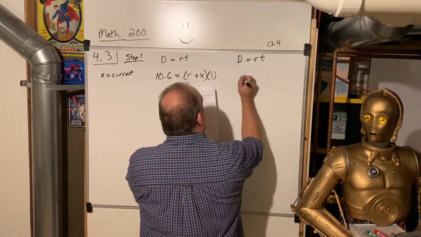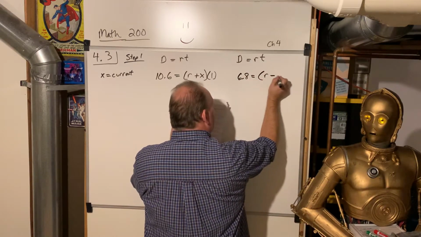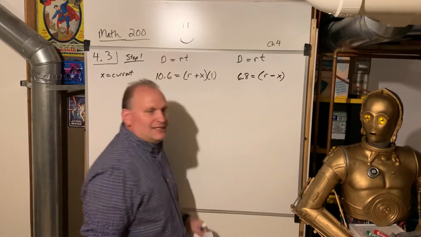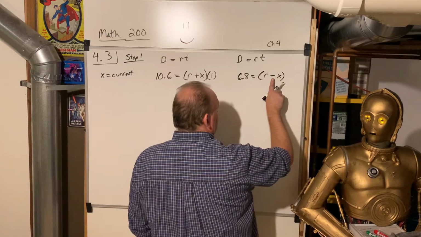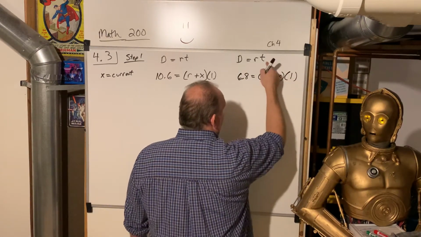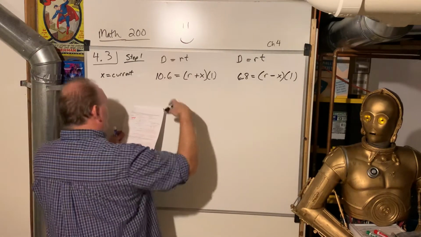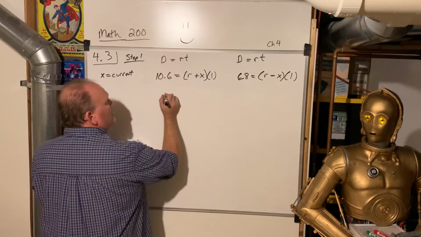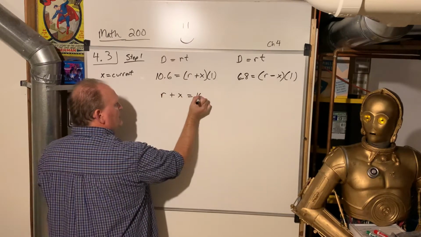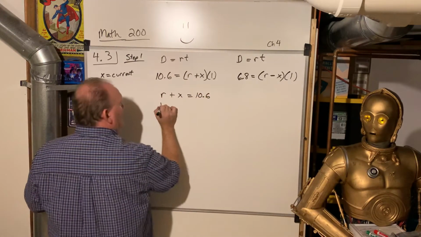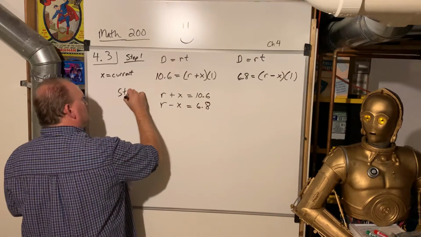Against the current, he only goes 6.8 kilometers, R minus X, so it's fighting him. It's taking however fast he's rowing, and it's subtracting that same amount. And that's still times 1, they said, in 1 hour for time. All right? So now, check it out. This should look familiar really soon here. So I'm going to rewrite it: R plus X equals 10.6, and R minus X equals 6.8, and this is step 2.